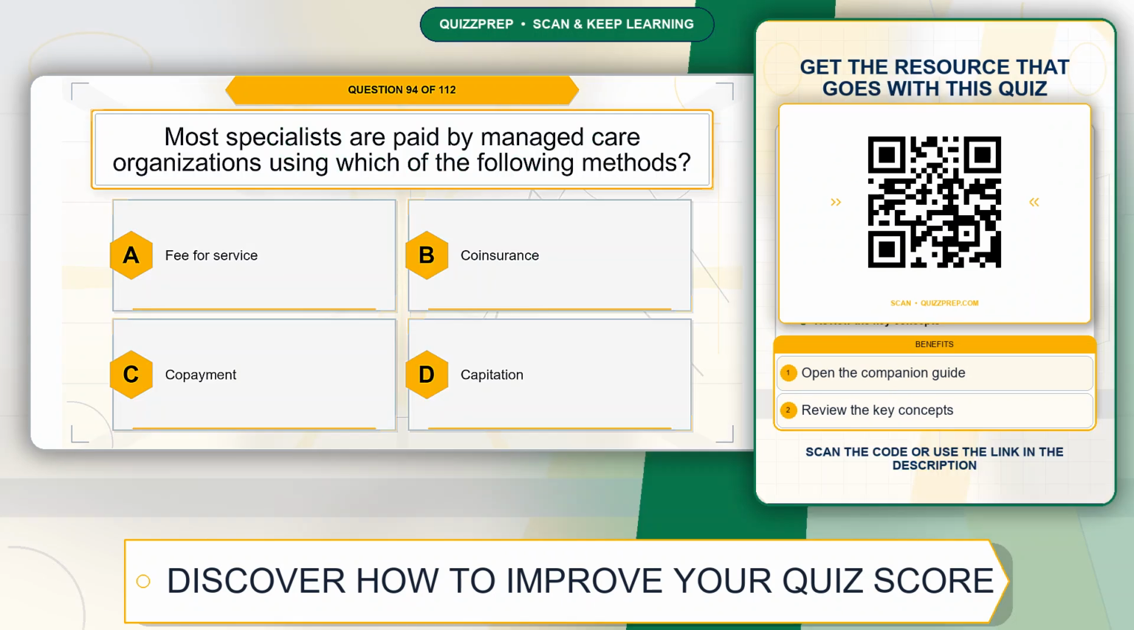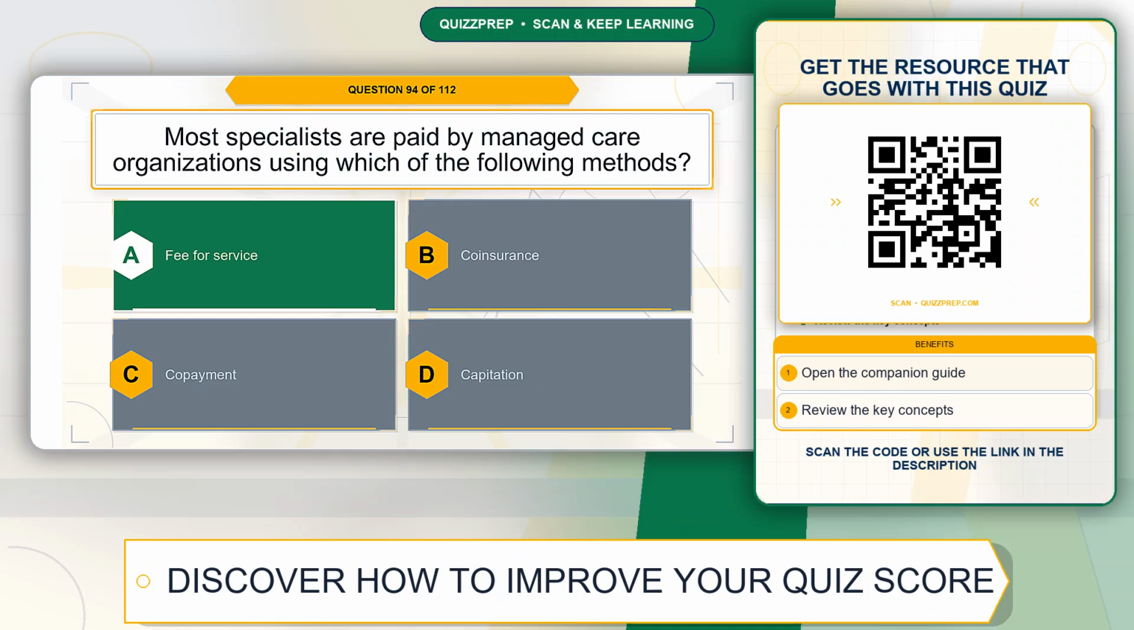Question 94. Most specialists are paid by managed care organizations using which of the following methods? Option A, fee-for-service. Option B, coinsurance. Option C, copayment. Option D, capitation. The correct answer is option A, fee-for-service.